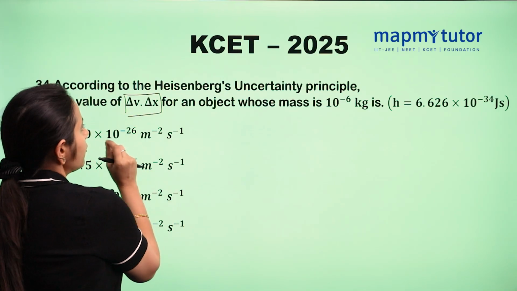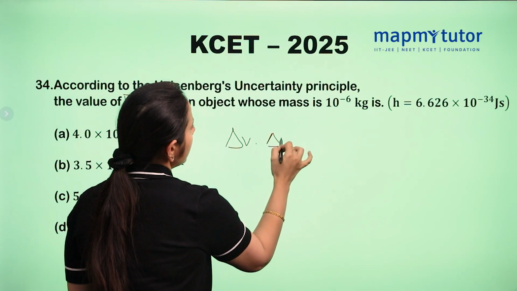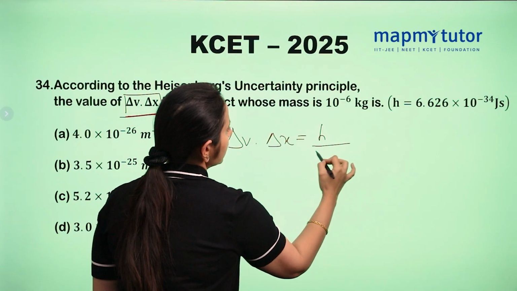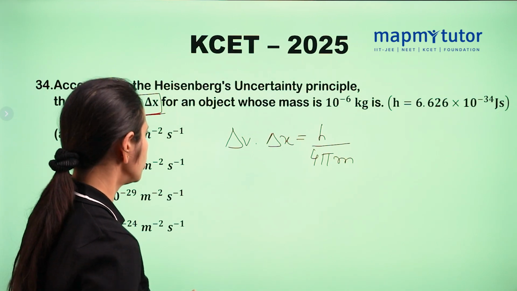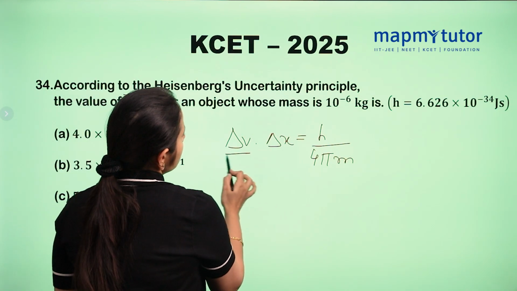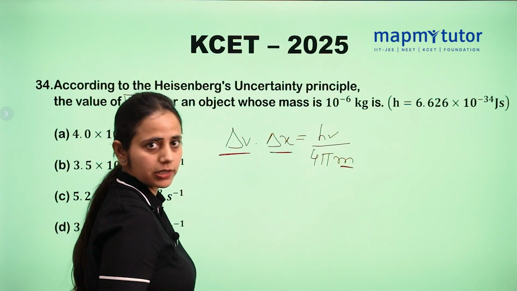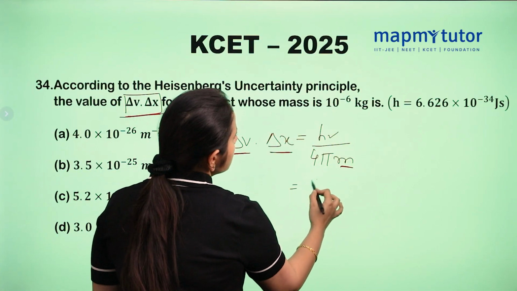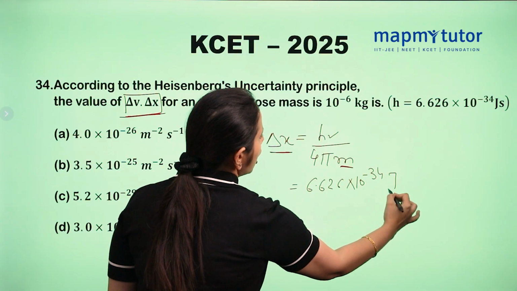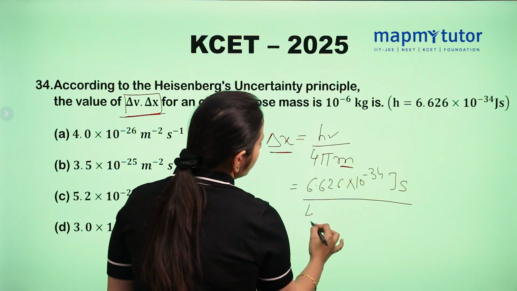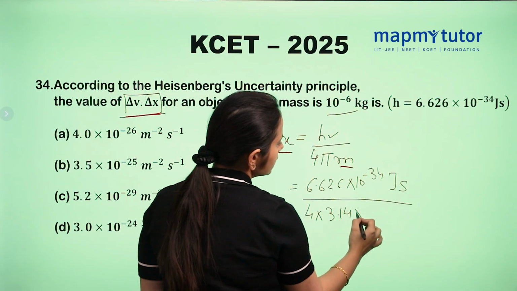For this, the formula is delta V delta X is equal to h by 4 pi m. This is a very famous and important formula. You must know this formula. This is velocity and this is position, this is mass and this h is Planck's constant. We know the value of h, that is 6.626 into 10 raised to power minus 34 joule second, divided by 4. The value of pi is 3.14 and the mass given is 10 raised to power minus 6 kilogram.